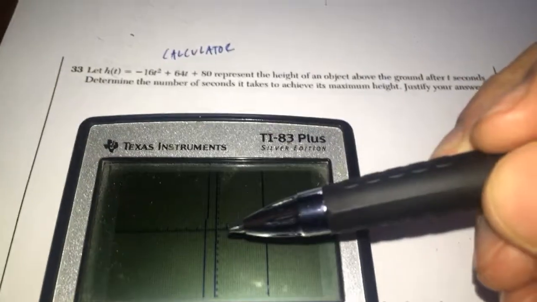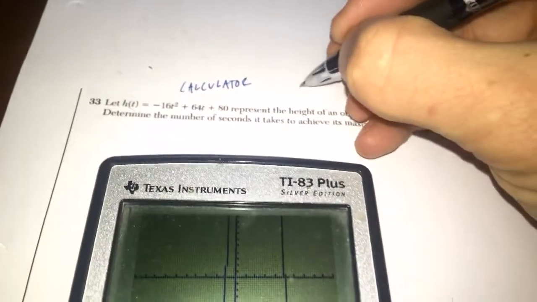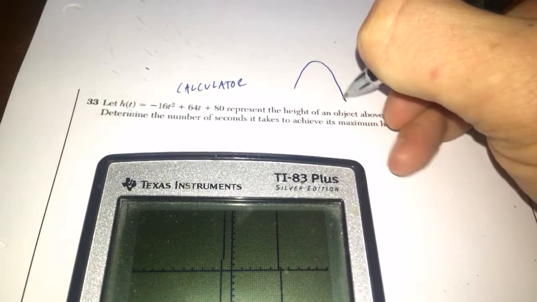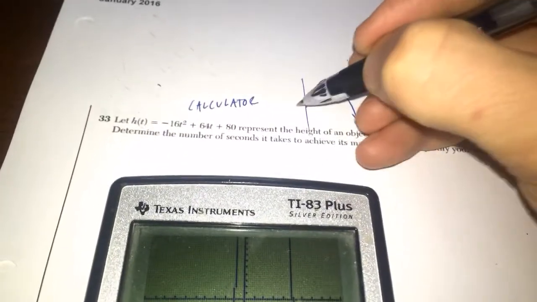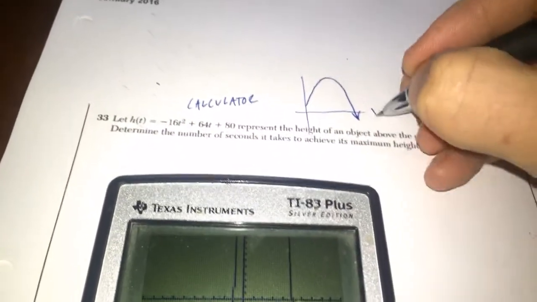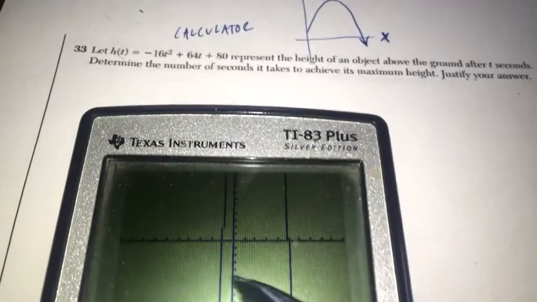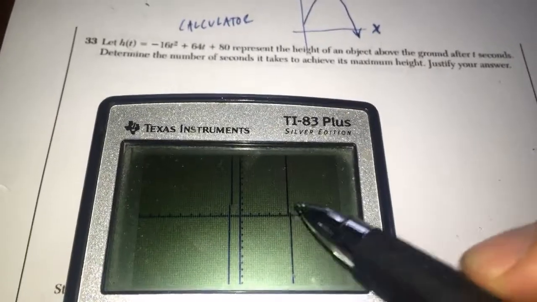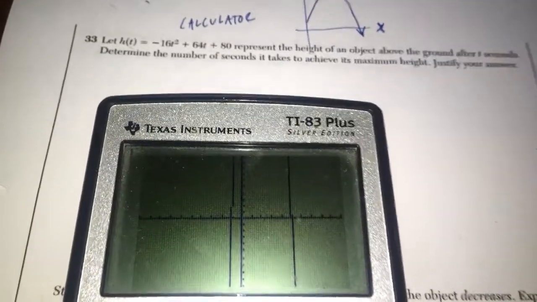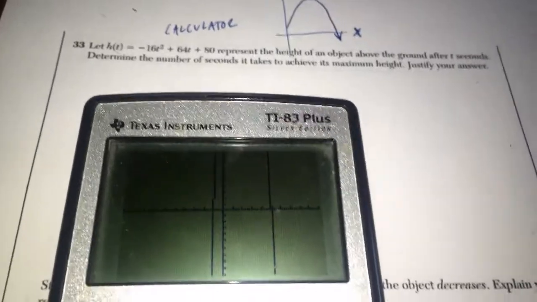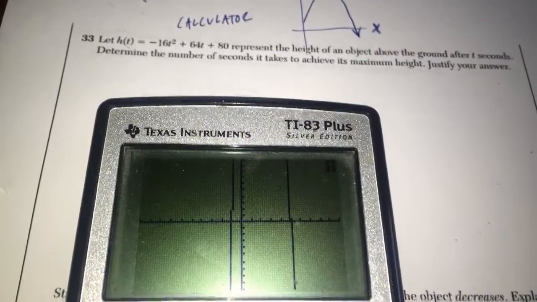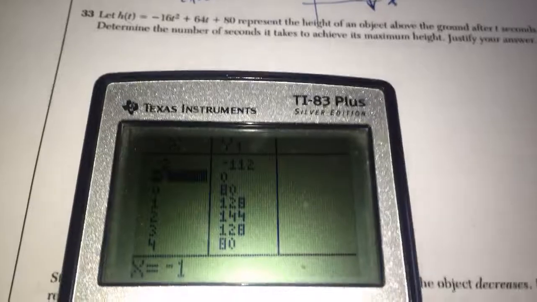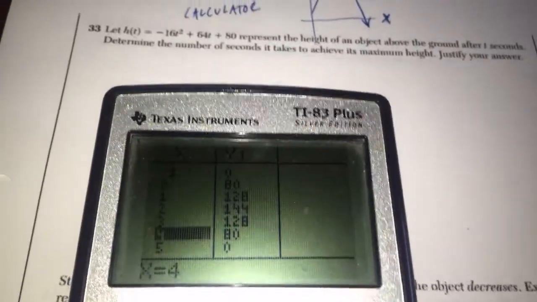So what I notice is that this is probably some type of rocket that went up in the air and then went down and landed somewhere. This is obviously your x-axis and your y-axis. It looks like we're going from 1, 2, 3, 4, 5, somewhere around 5 for my x values. This rocket goes really high, or whatever this object is. So let's take a look at how high it goes by going to my table, hitting second graph. I scroll through. It looks like the highest point is about 144.